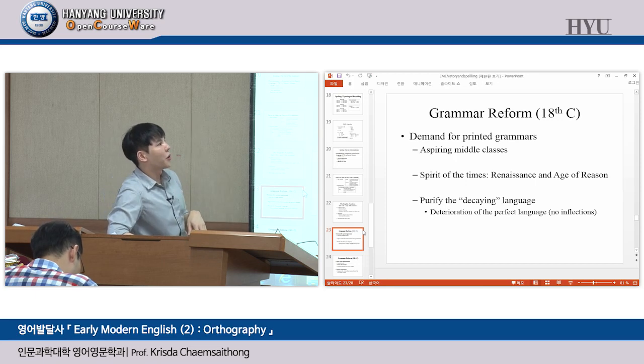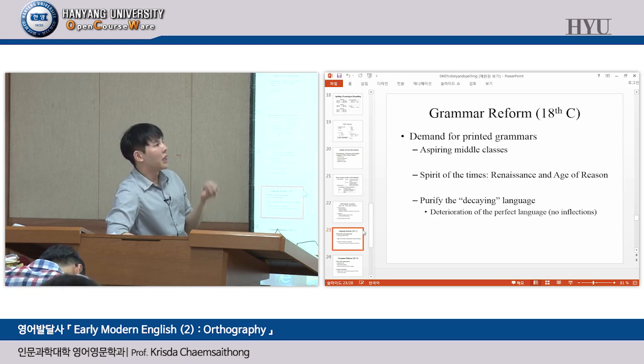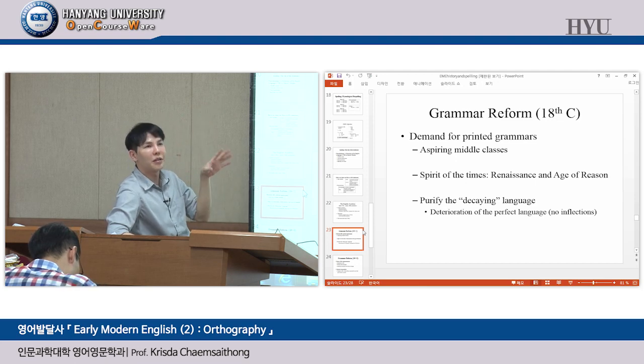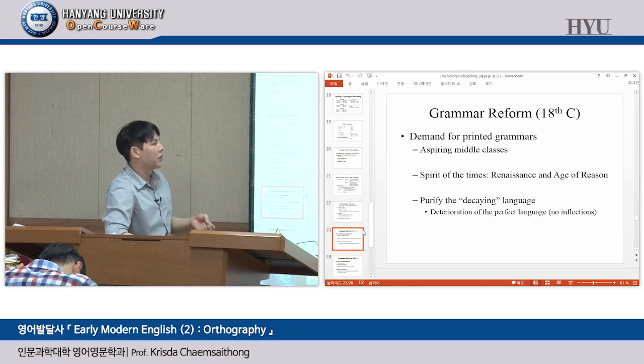So there's the demand for printed grammars, just as there's demand for dictionaries, there's the demand for spelling manuals for aspiring middle classes, people who wanted to sound like they have education. So middle classes who aspire to be high class people need the printed grammar to give them the rules. And this has to do with the spirit of the times of the Renaissance, the Age of Reason, in the 18th century, to purify the decaying language.